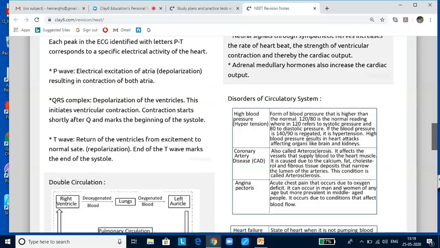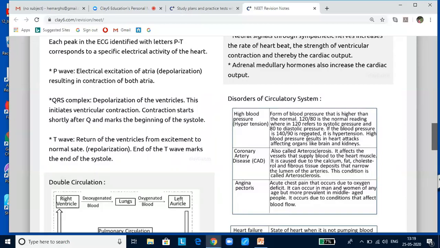Hypertension is a condition of high blood pressure, persistently above 140 by 90 mm of mercury. Coronary heart disease is also called atherosclerosis. It affects the blood vessels, caused by deposition of calcium, fat, cholesterol, and fibrous tissue, which makes the lumen of the arteries narrower. Angina pectoris is a symptom of acute chest pain where no oxygen reaches the heart muscles. It is more common in middle-aged and elderly and affects the blood flow.